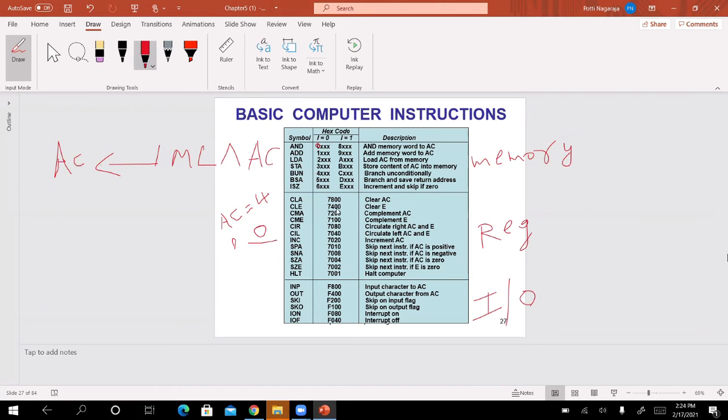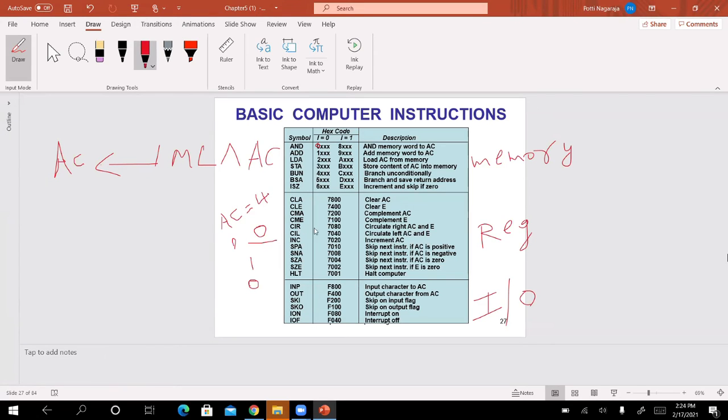It is simple. Then 7400 is CLE, clear E register. Then 7200 is CMA, complement accumulator. Suppose accumulator value is 1. Now execute CMA. What's the answer? Assume that accumulator value is 1. Complement accumulator gives 0. Wherever 1 is there, you have to invert it to 0, because the complement of 1 is 0. Then 7100 is CME, complement E.